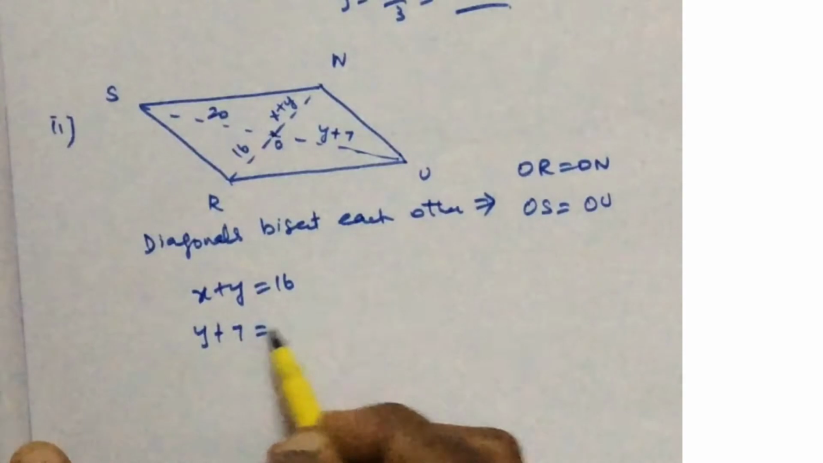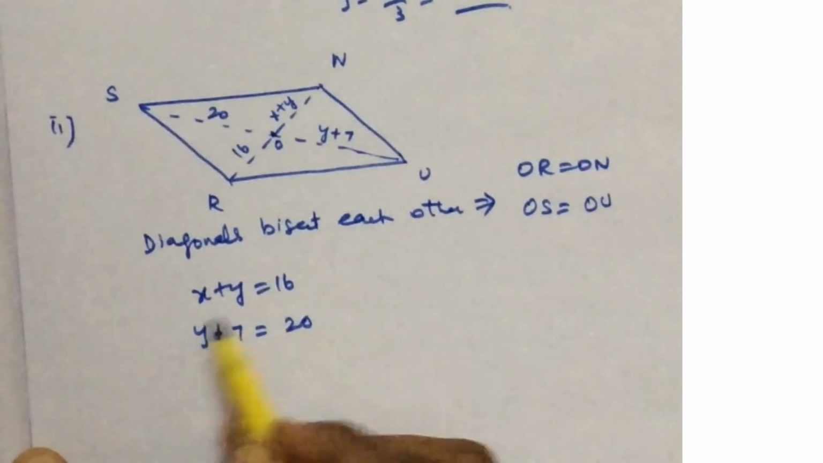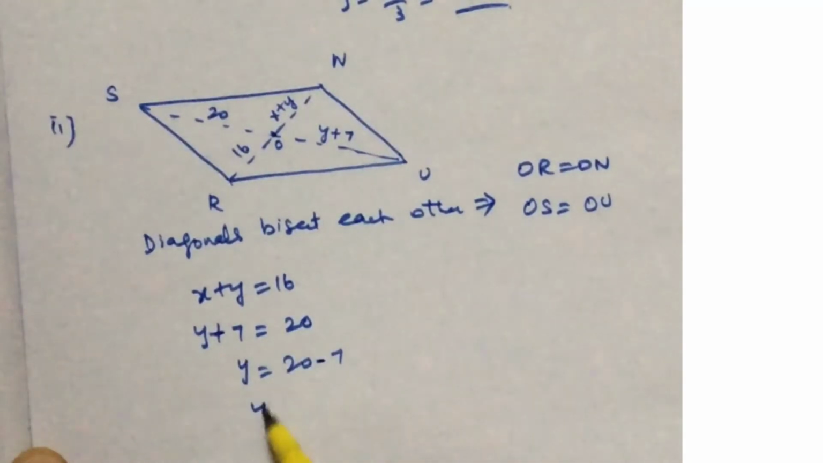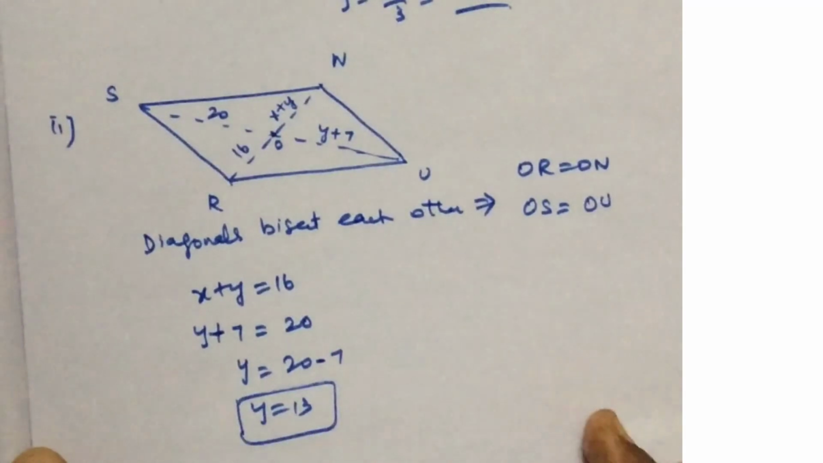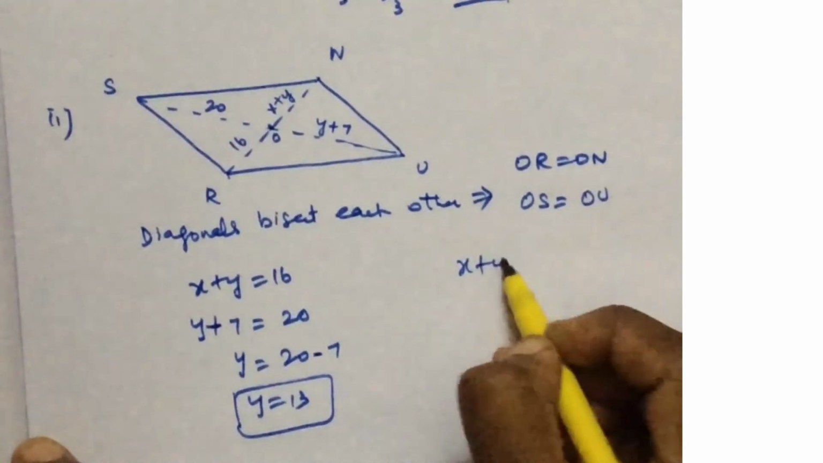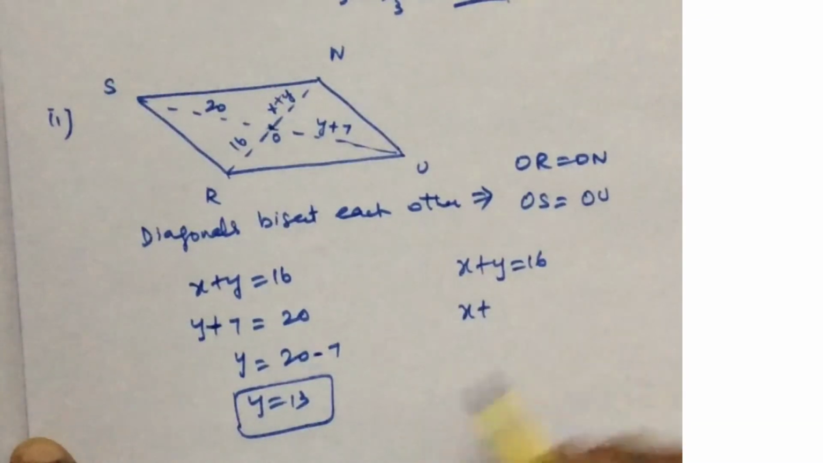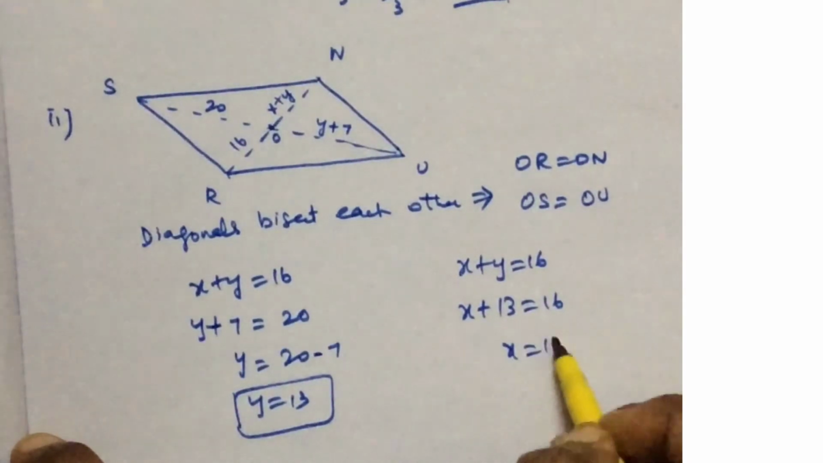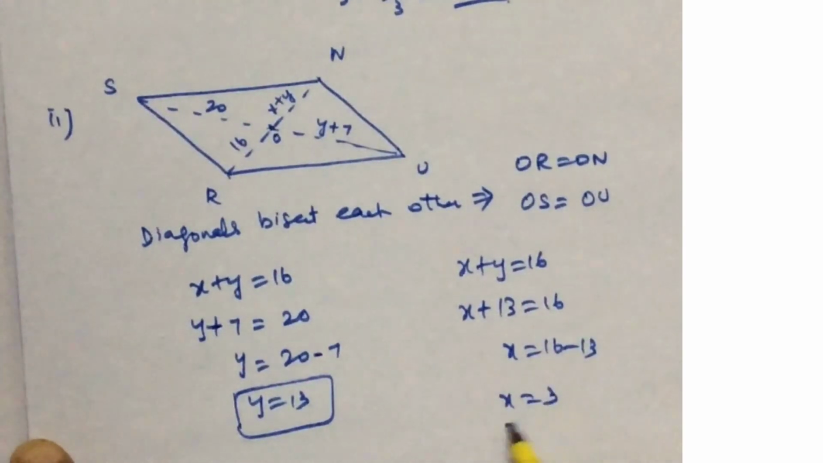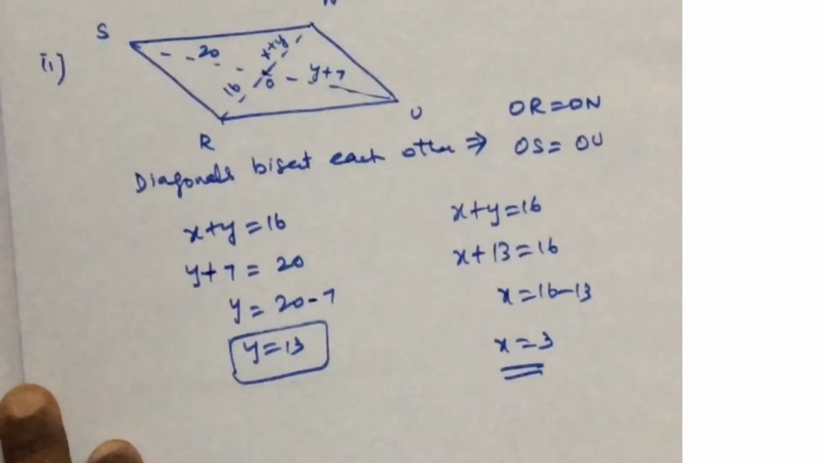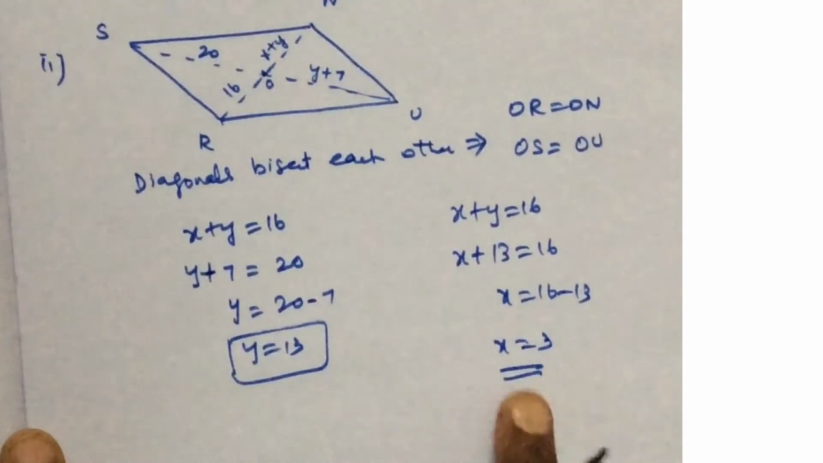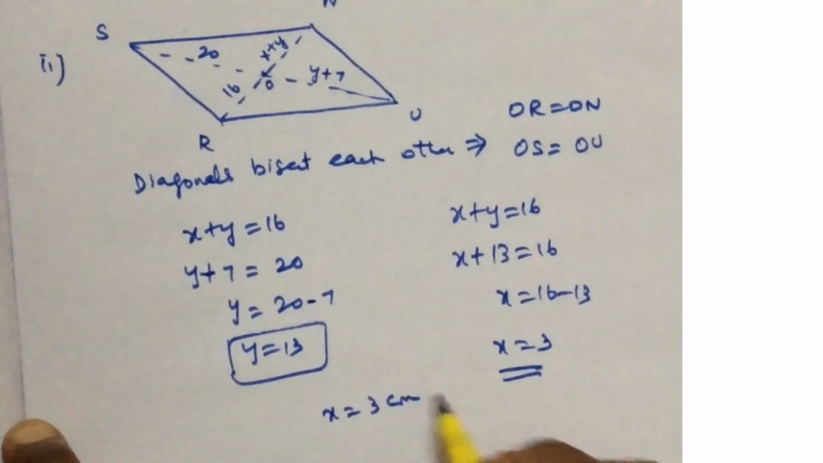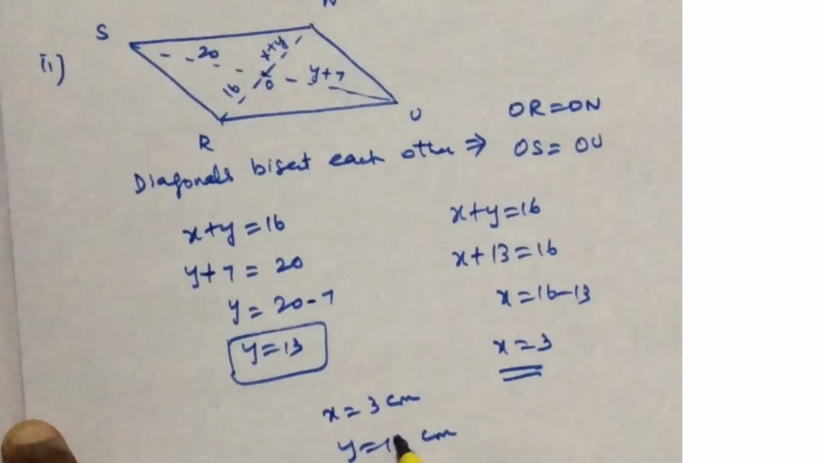So, y plus 7 equal to 20. From this, I can find what is y. y equal to 20 minus 7, y equal to 13. So, x plus y is 16. Instead of y I can substitute 13. x plus 13 equal to 16. x equal to 16 minus 13, x equal to 3. So, x equal to 3 and y equal to 13. You can write in centimeters. x equal to 3 centimeter, y equal to 13 centimeter.